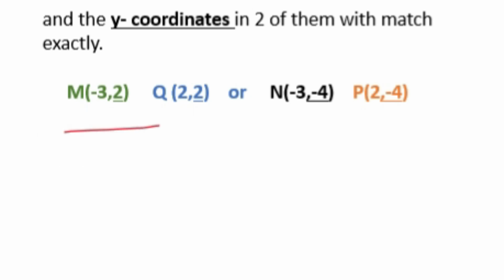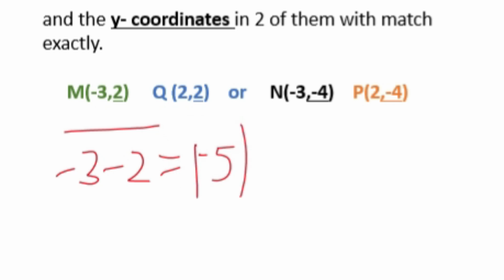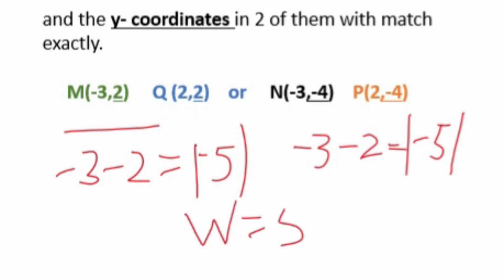So we're going to take our -3 and subtract 2 and we get -5. And again, we want the absolute value of that, which is going to be 5. Likewise, we could use N and P, and we take the x value of N minus the x value of P, and again, we get -5, and we want the absolute value of that. So our width is equal to 5.